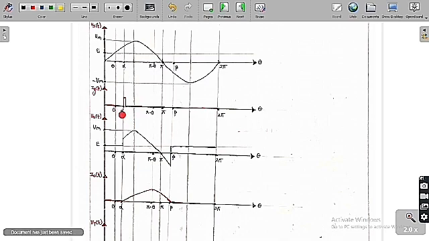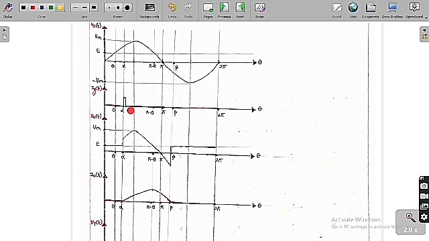Now alpha is the triggering angle. The triggering angle of the thyristor is going to lie between theta and pi minus theta. From theta to pi minus theta, the triggering angle of the thyristor lies. So at angle alpha, we are going to give a positive gate pulse to the thyristor. This is the triggering pulse we give.